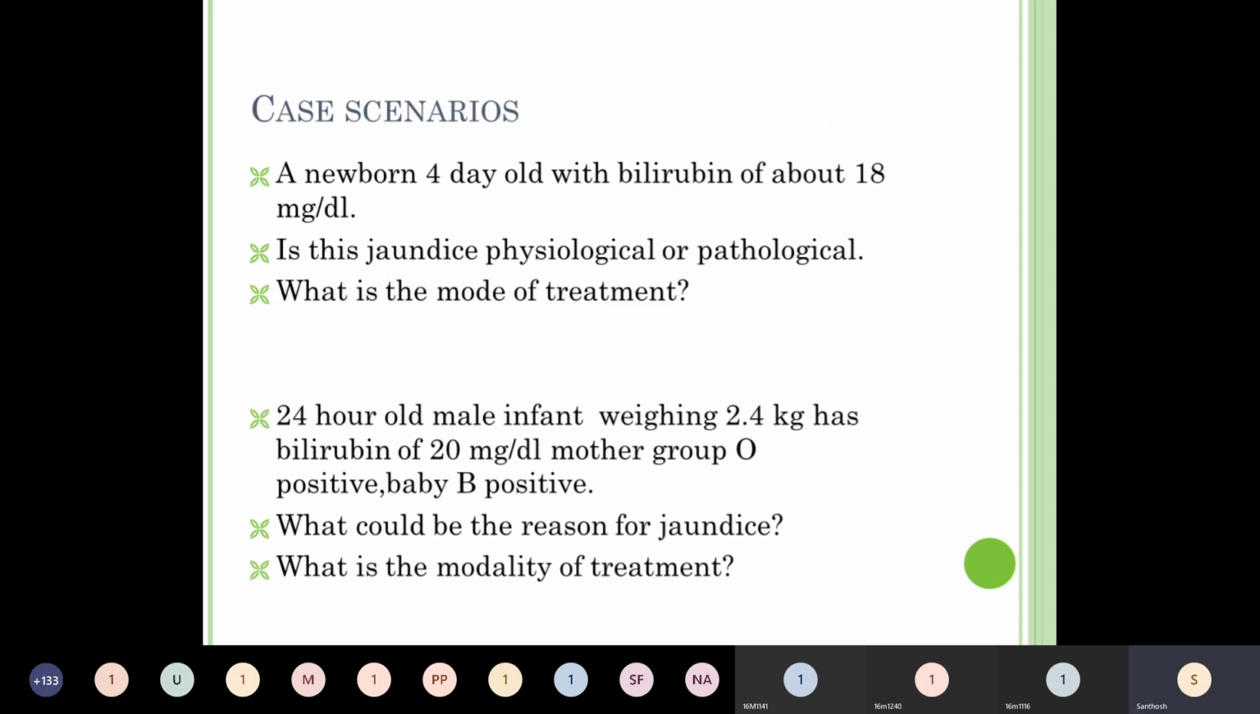Now coming to your case scenarios. It's a newborn baby, 4 days old, with bilirubin of 18 milligrams per deciliter. Is this jaundice physiological or pathological? Anyone tell what's the mode of treatment for this? You can unmute yourself, please. Anyone? Please answer.